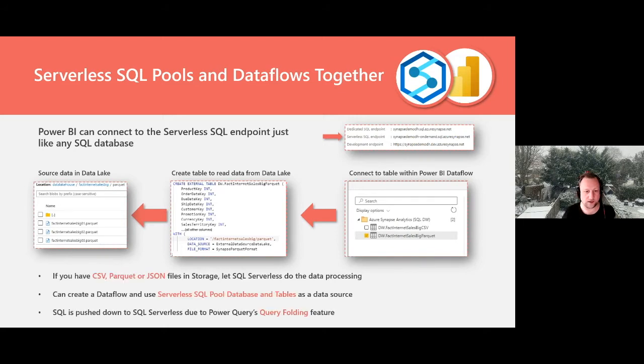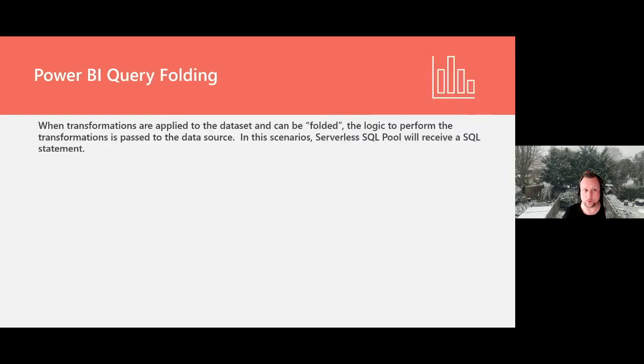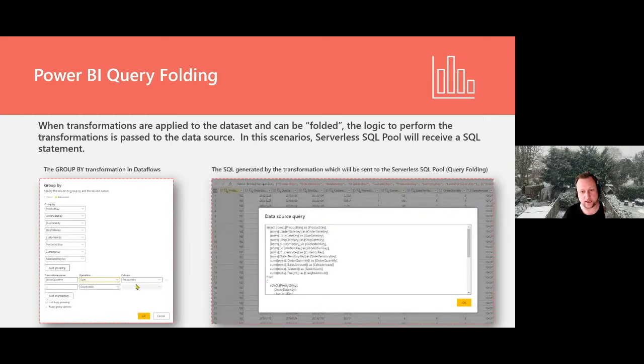If we've got CSV, Parquet or JSON, let's let serverless SQL do the processing, do the overhead, take that processing away from Power BI so that it can be scaled up if there's more data. Now, Power BI has got a process called query folding, which essentially, if you're transforming data within Power BI and Power BI can push the transformations back down to the data source, then it will do.